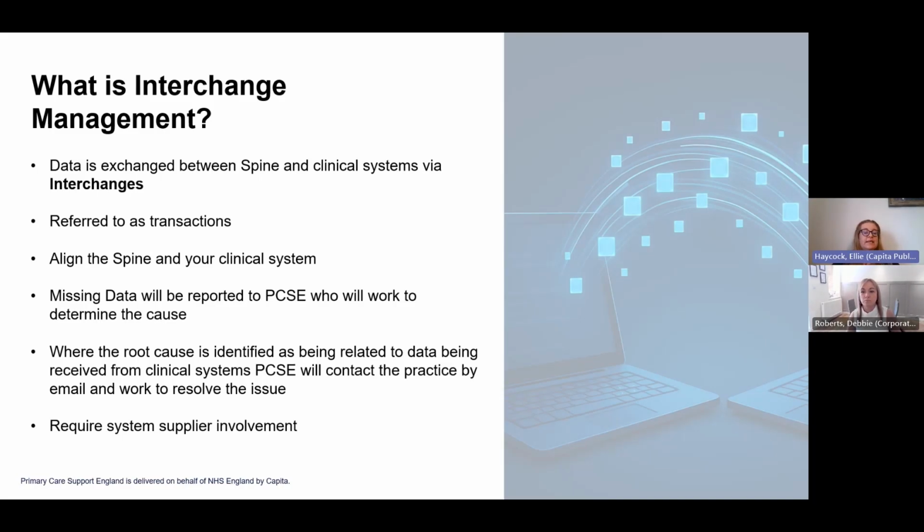When the root cause is identified as being related to data being received from a clinical system, PCSE will contact the practice by email and work to resolve the issue. Issues with interchanges can quite often be very complex and therefore might require system supplier involvement, so it's good to have a good contact with them. When an interchange is sent from the spine to the GP practice clinical system, provided this is received and processed, a receipt report is sent to confirm the receipt. Those receipts are as important as the data being sent. It ensures that there's a loop all the way through.